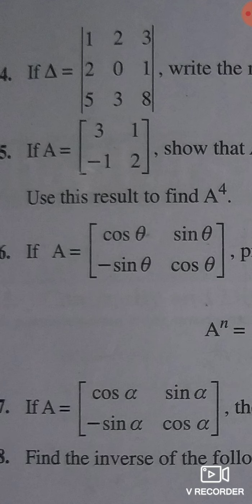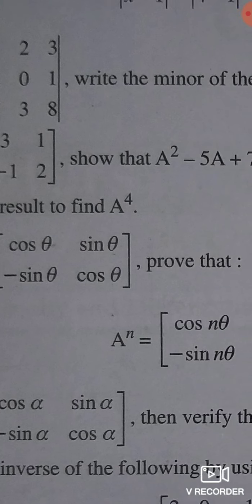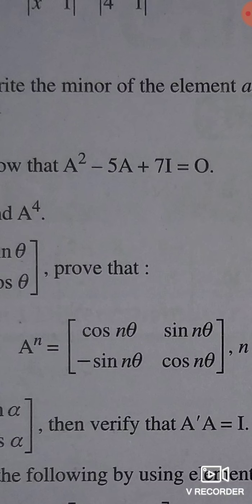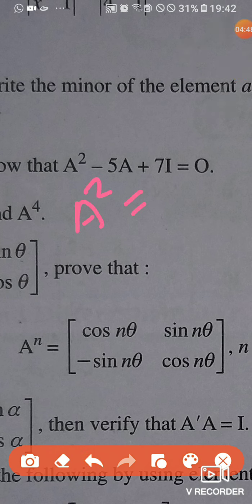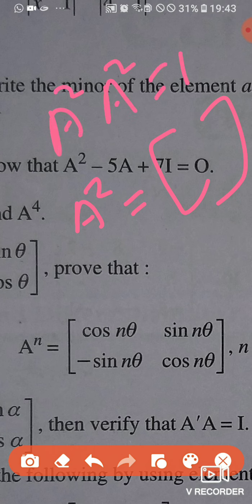Using this result, find A to the power 4. For this, at first by the help of this equation which you have already verified, you will find A square. Whatever you get, you will multiply A square by A square, meaning you will get the value of A to the power 4. I'm just giving you a hint. I hope you will understand this.